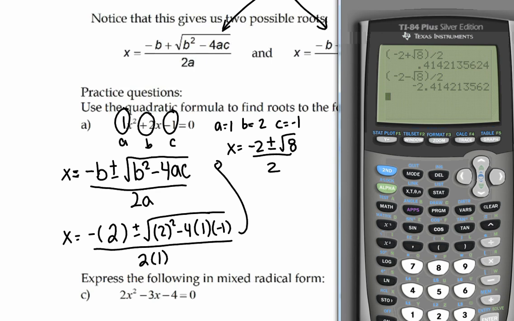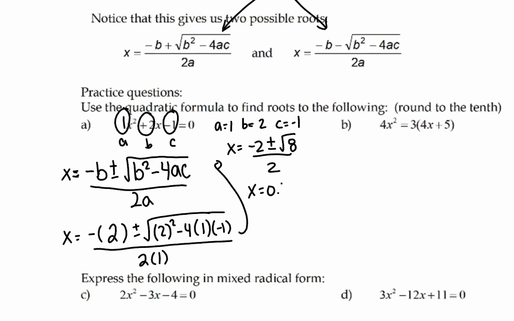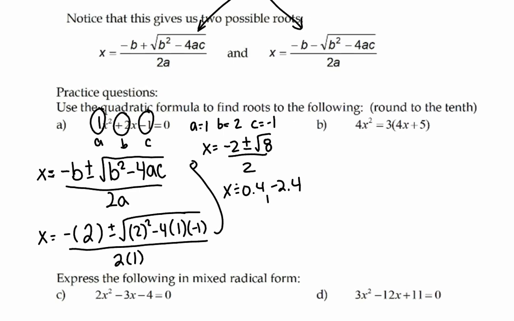Oh, if I said answer with an exact value, then you would. I wouldn't if we're just asking to the nearest tenth, only because what if I make a mistake simplifying, right? You could if you want to, because you're right, you can simplify it. So did you get 0.4 and negative 2.4? Rounded. Yeah.